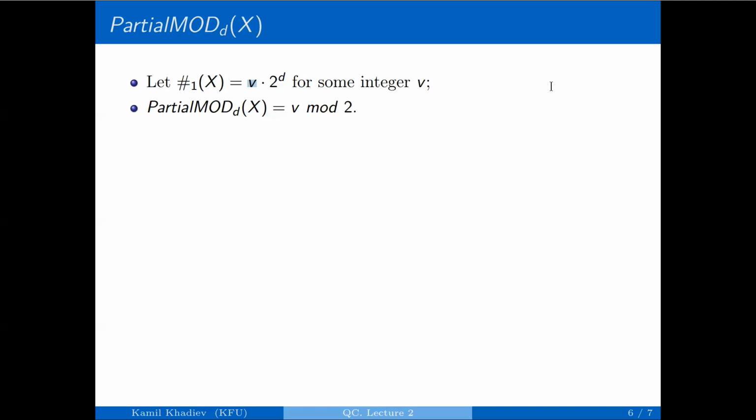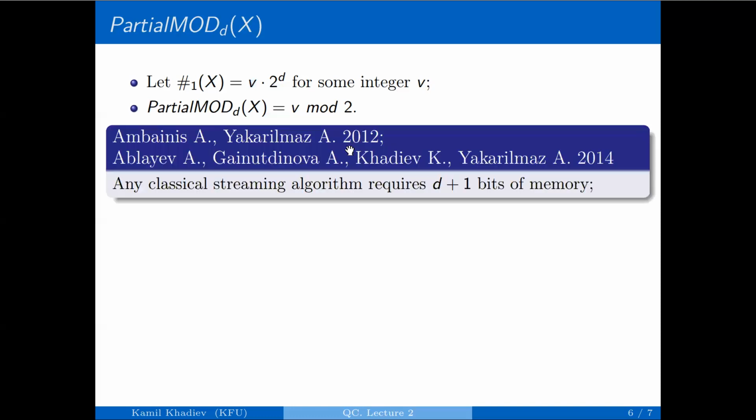And in fact, it is known that for any classical algorithm, randomized or deterministic, d plus 1 bits of memory are required, because if you use less memory, then there is an input where the algorithm can make a mistake. But let's think how to solve this problem using a quantum algorithm.